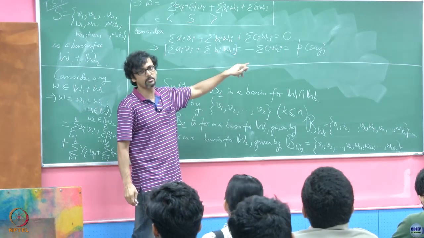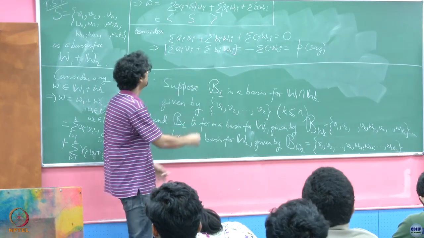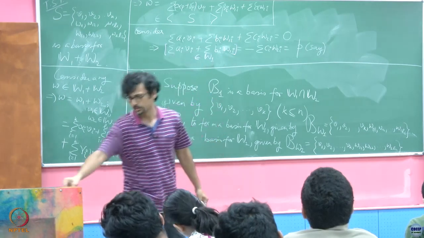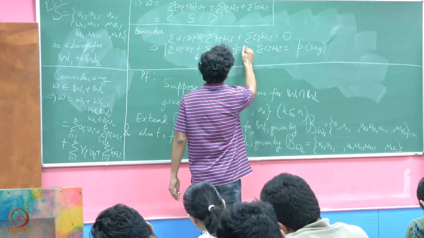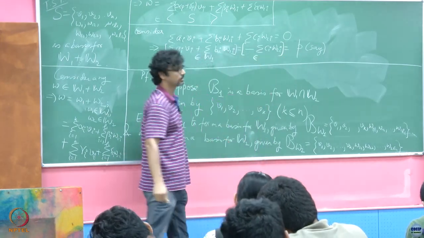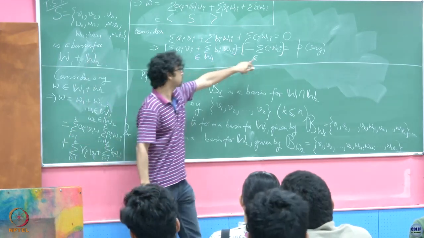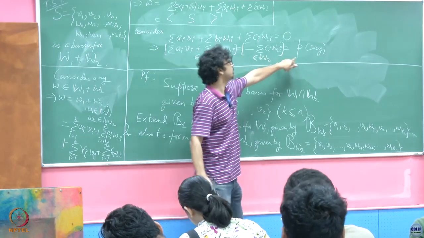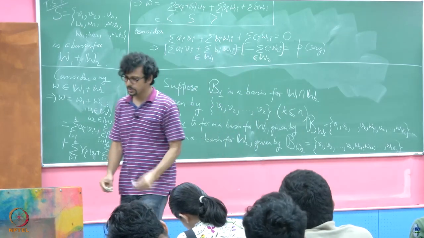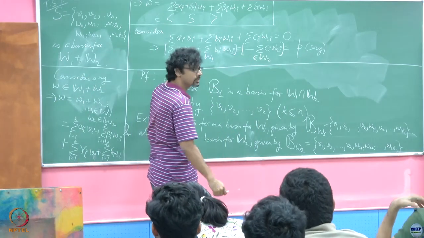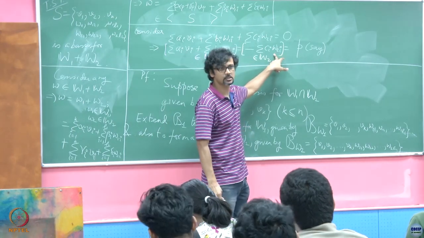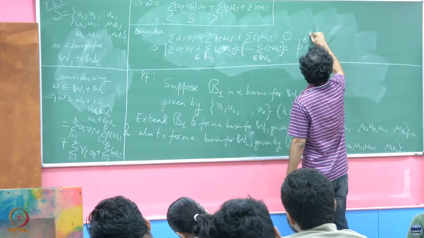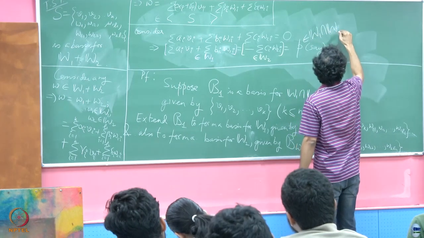Because of the closure under scalar multiplication and vector addition, this part must belong to W1. On the other hand, what I have here must belong to W2, since it uses vectors that solely belong to W2. But both of these are equal to this vector P. So P must belong to W1 because it is equal to this, and P must belong to W2 because it is equal to this. Which means that this P, please write this out in your own words, must belong to W1 intersection W2.